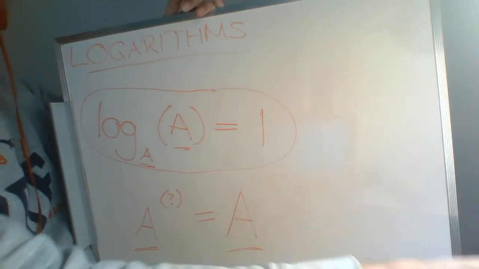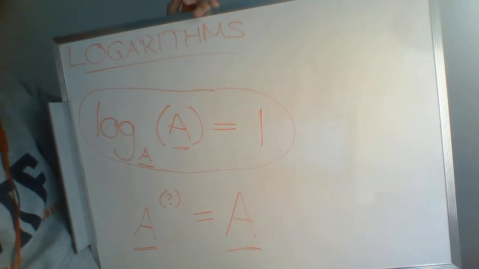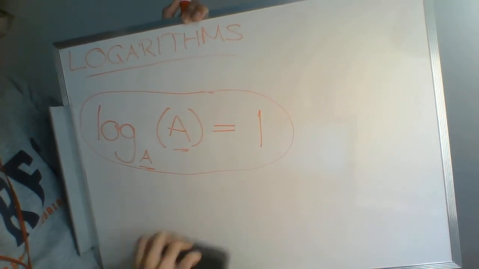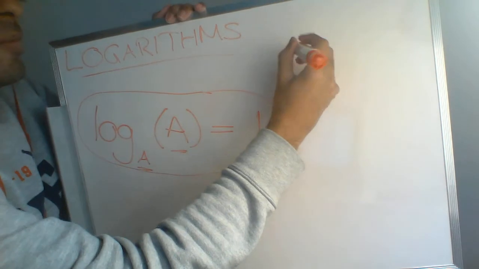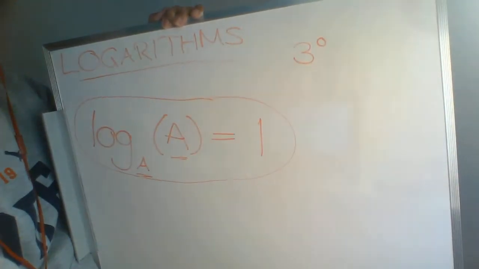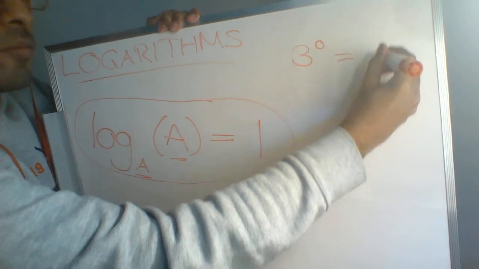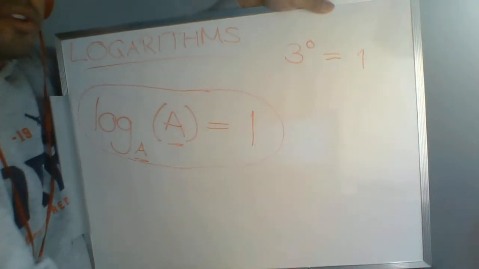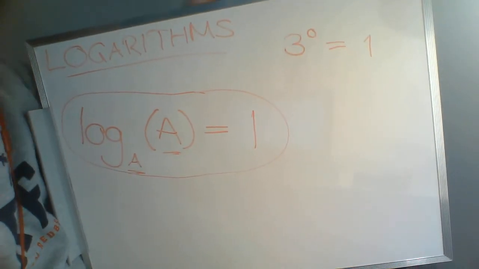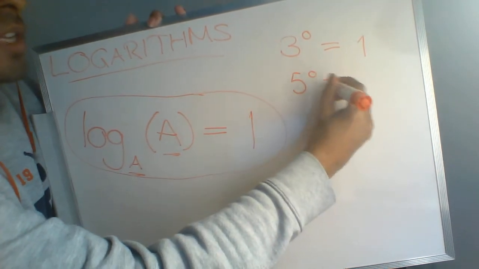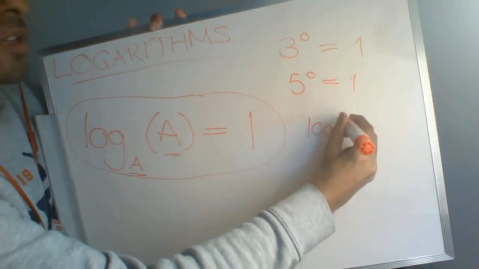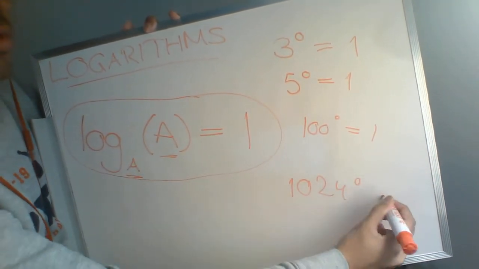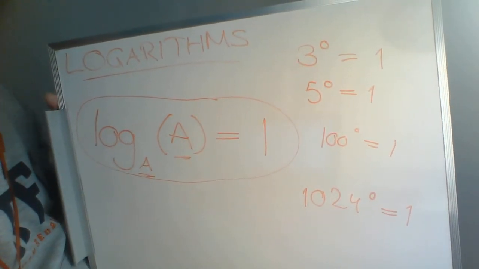We'll get to a couple more complicated ones, but I think I'm going to leave those for the next video, because I want to highlight one more property of logarithms. And that is, if I took the number 3 and I raise it to the exponent 0, I'm going to get an answer of 1, right? Because we talked about it when we were dealing with exponents. If you've got an exponent of 0, your answer simply is 1. If it was 5 to the exponent 0, it's still going to be 1. If it was 100 to the exponent 0, I'm still going to get 1. If it was 1024 to the exponent 0, I'm still going to get 1 as my answer.